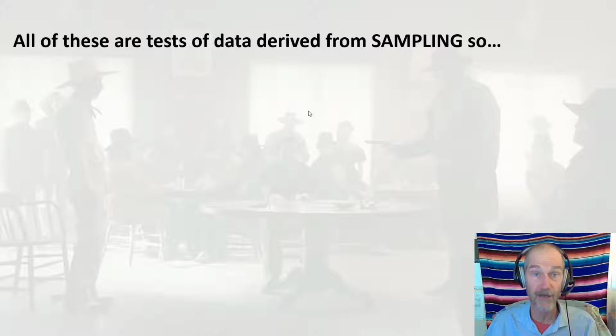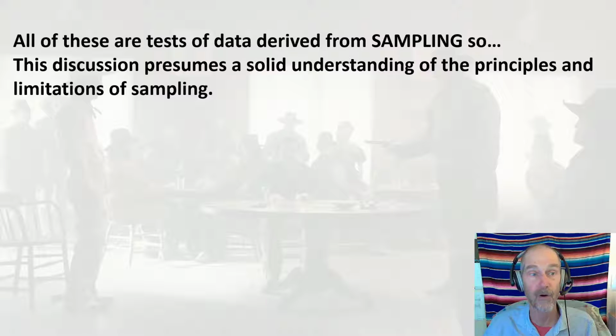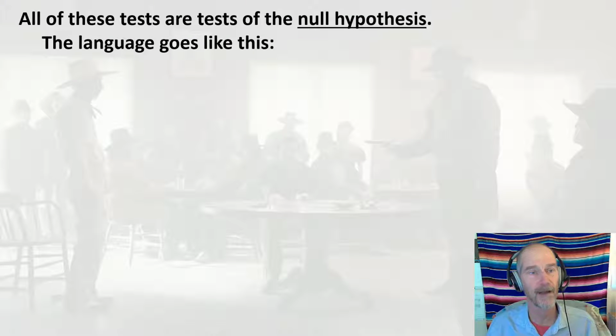But before I do that, note, all of these are tests of data derived from sampling. So just make sure you understand that. These aren't 5 statistical tests you can use for anything. They're only statistical tests you can use to look at data derived from sampling. So this discussion presumes a solid understanding of the principles and limitations of sampling. You should have that. We've covered that pretty extensively in this class. So I'm not going to go over it again, but these tests refer to data derived from sampling. I feel like I missed something. No. So all of these tests are tests of the null hypothesis.